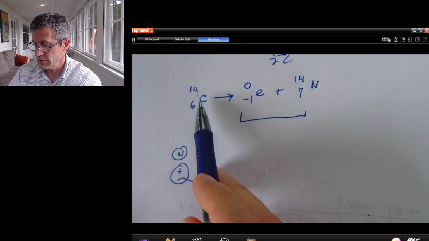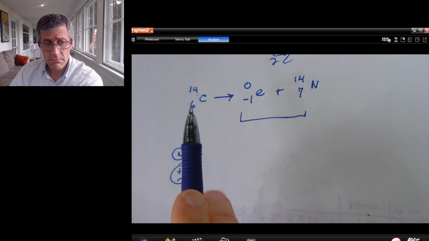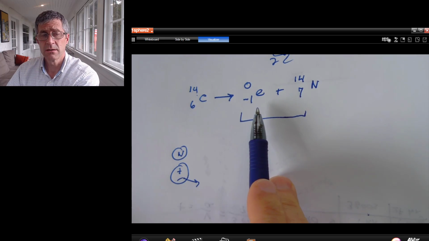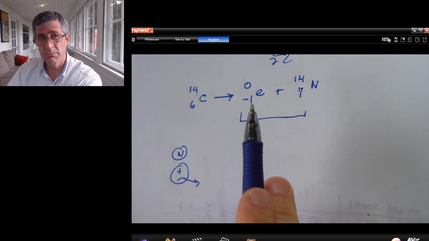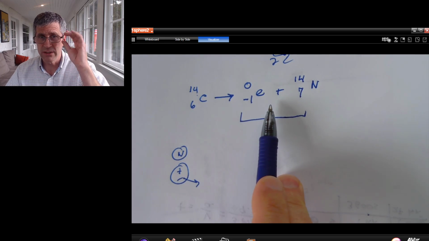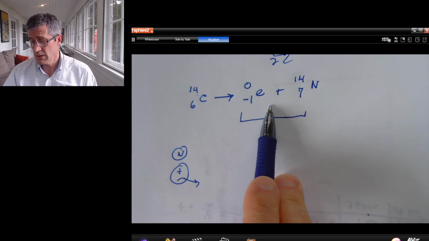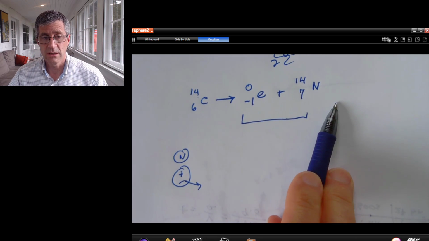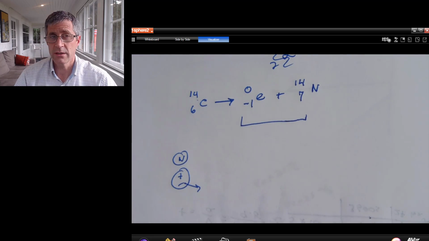I look at the ratio of carbon-14 and carbon-12. Again, this is a beta particle that's being ejected. Importantly, this is an electron that's coming from the nucleus. It didn't exist before as a separate electron, and it's coming from the nucleus, and it leaves me with the nitrogen.